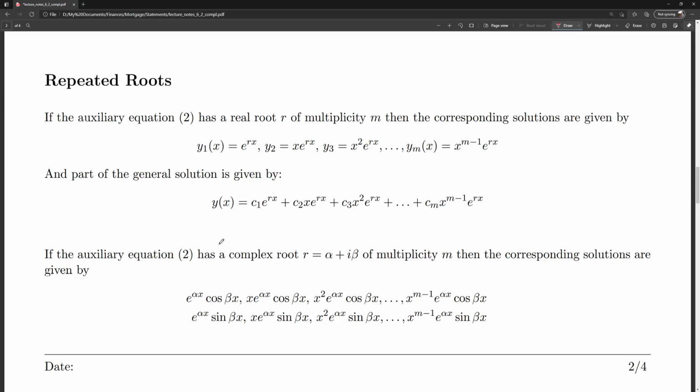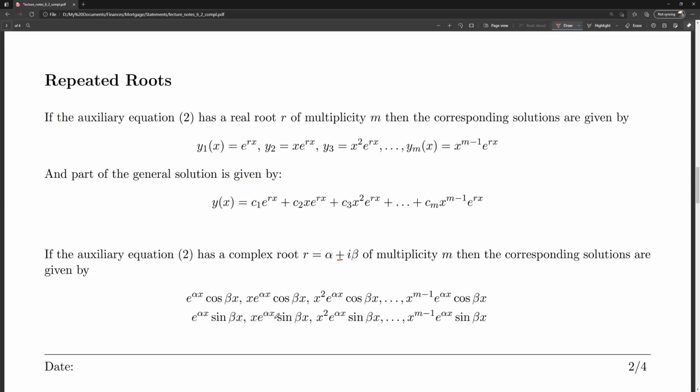Now, if the auxiliary equation has a complex root, r equals alpha plus or minus i beta of multiplicity m, then the corresponding solutions are given by, and these come in pairs, e to the power alpha x cosine beta x, x e to the power alpha x cosine beta x, x squared e to the power alpha x cosine beta x, all the way up to x to the power m minus 1 e to the power alpha x cosine beta x.